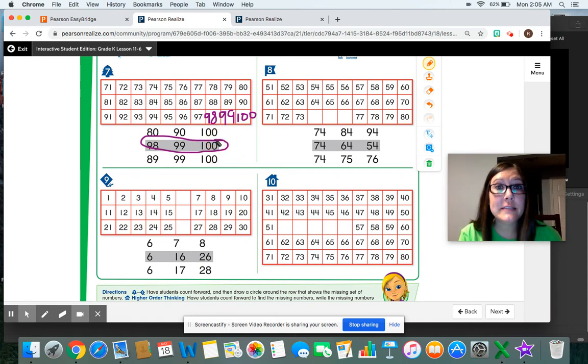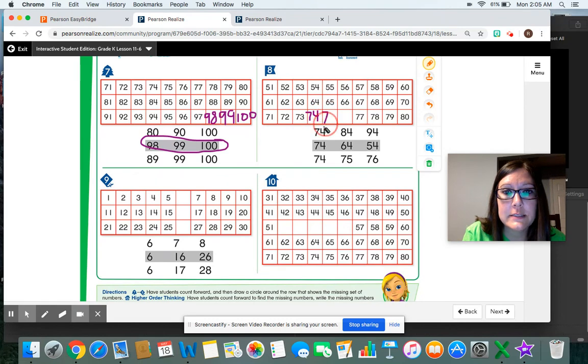Remember, if you make a mistake, I just want you to go back and fix it. And I want to remind you that mistakes do what to our brains? They help our brains grow, and the best kind of learning happens when we make mistakes. So mistakes are A-OK. I just want you to go back and fix them. That's how we learn.